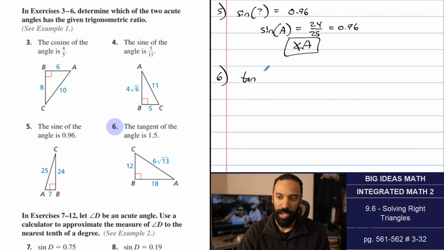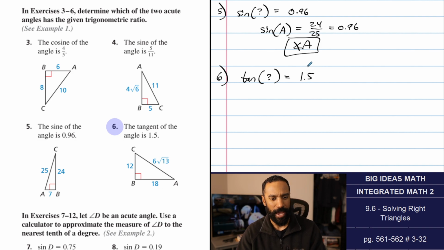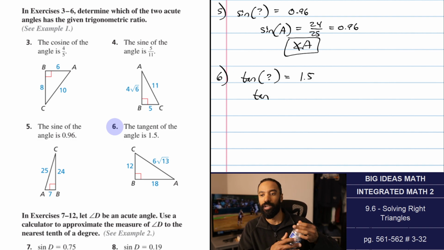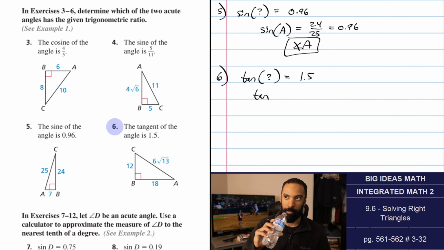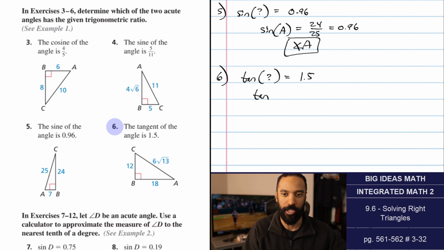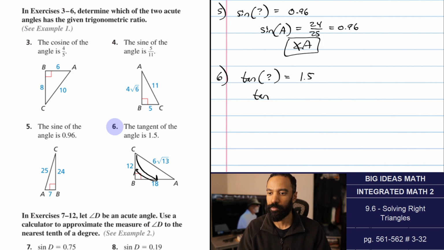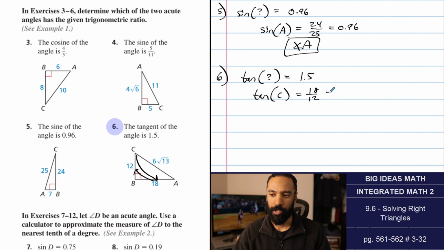The tangent of which angle gives me 1.5? Now 1.5 is also 3/2, or is it, when we do opposite over adjacent, is it going to be 12 over 18 or 18 over 12? 1.5 is more than 1, so we have to divide a bigger number by a smaller number. It's going to be 18 over 12, so that opposite over adjacent should be, boom, boom, for angle C. Tangent of angle C is 18 over 12. And you could go straight to the calculator instead of trying to reduce the fraction. That'll give you the 1.5, so angle C will be that answer there.